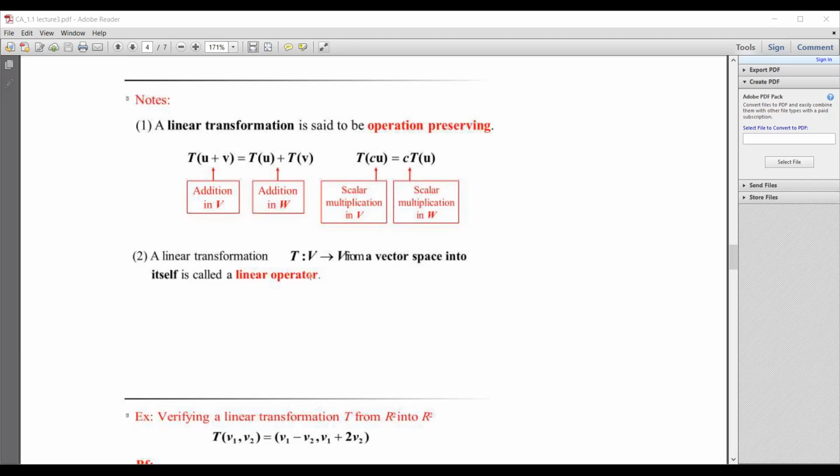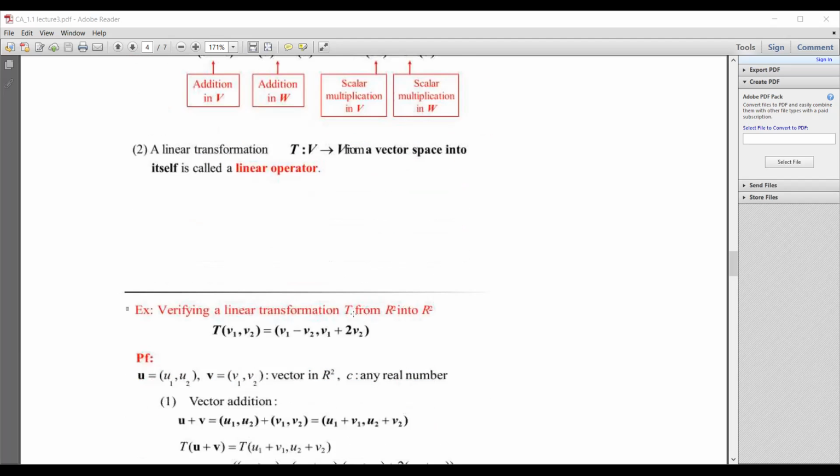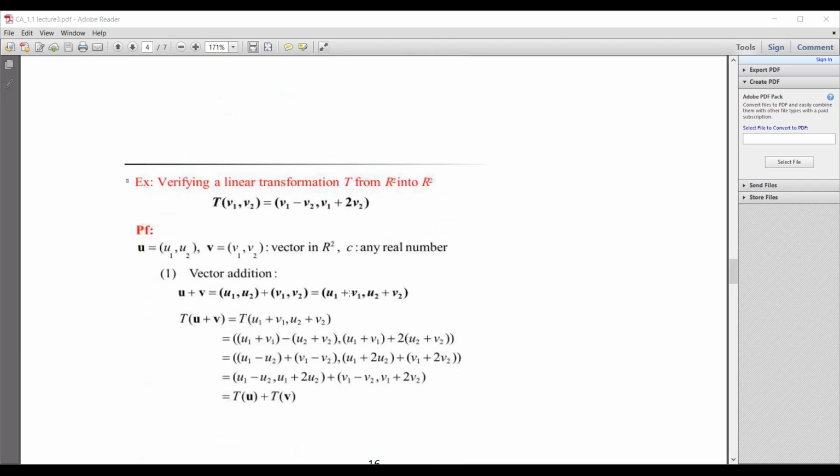Number 2: a linear transformation T from V to V, where your domain and codomain sets are both equal, that is, from a vector space into itself, is called a linear operator. So I have placed some examples of linear transformations here.